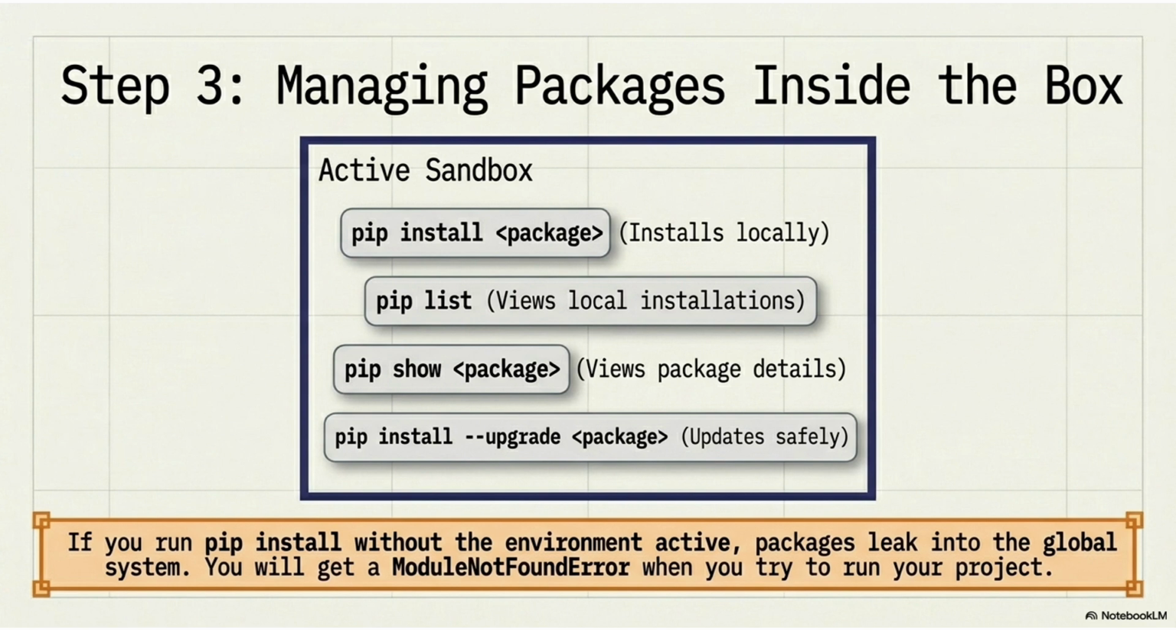The warning at the bottom is critical. If you run pip install without the environment active, without that .venv prefix in your prompt, packages install globally and contaminate the shared system. You'll get a module not found error when you try to run your project later because the project's environment doesn't have the package. Always confirm the .venv prefix before running any pip command.